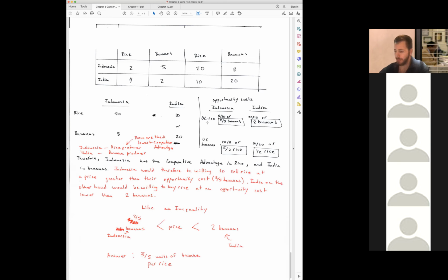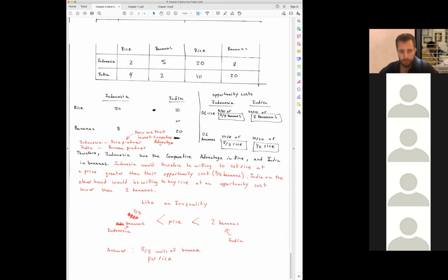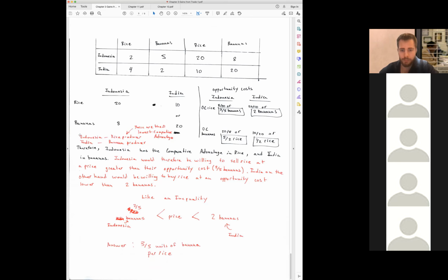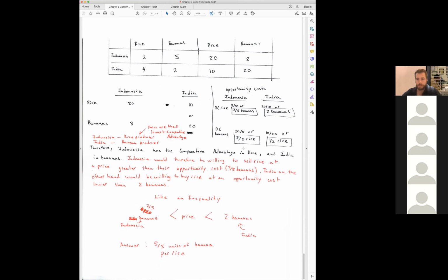So for the opportunity cost of rice, if they're getting 8 units of bananas and they're giving up 20 units of rice, then that means the opportunity cost of rice is 2/5 bananas. And then you can just calculate through the rest of these. So as we can see, Indonesia is going to be the rice producer because they have a lower opportunity cost, they have a comparative advantage in that. And India is going to be the banana producer because they have a comparative advantage in producing bananas. So Indonesia has the comparative advantage in rice, and India has the comparative advantage in bananas.